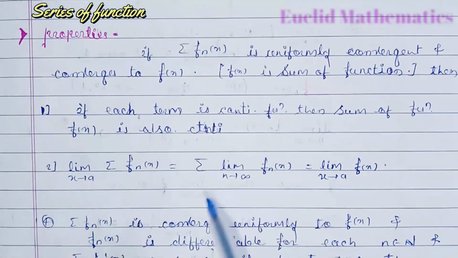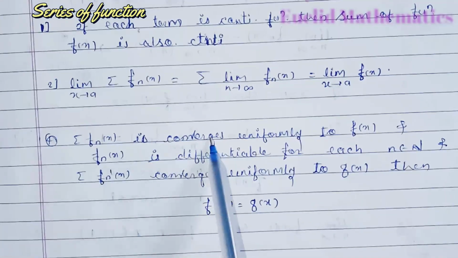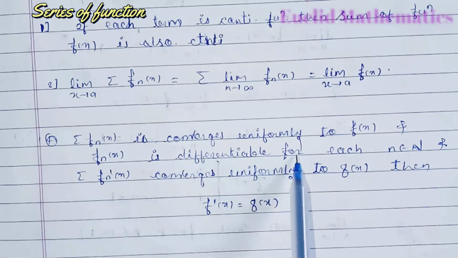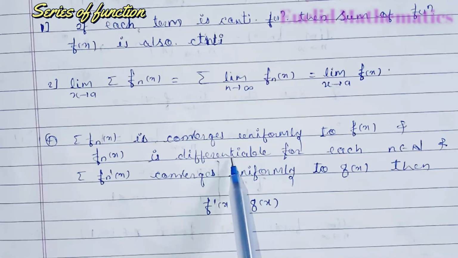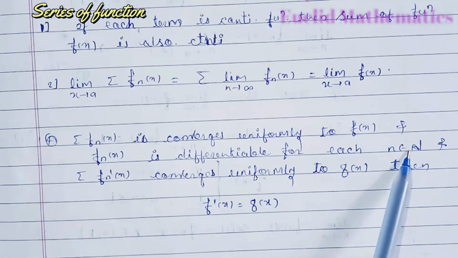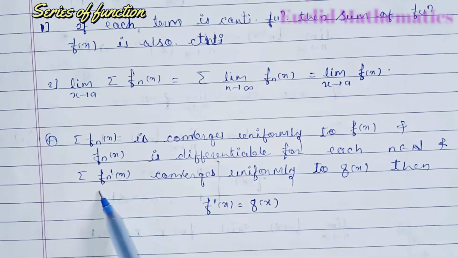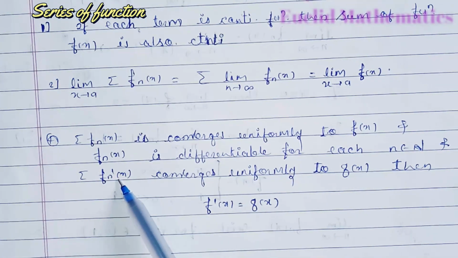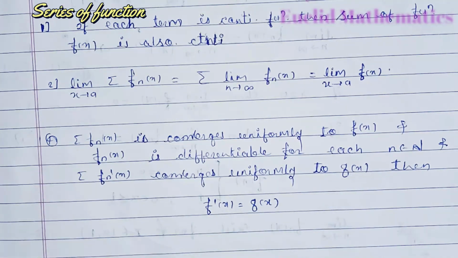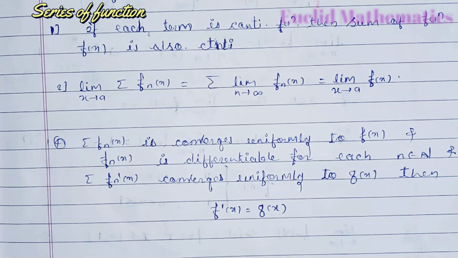Now the next property says that if the series fn(x) converges uniformly to f(x), and fn(x) is differentiable for each n belonging to the natural numbers, so its derivative has to exist for all natural numbers, and the series of the nth term derivatives fn'(x) converges uniformly to g(x), then we say that f'(x) and g(x) are equal. So these are some of the properties which we can understand easily.